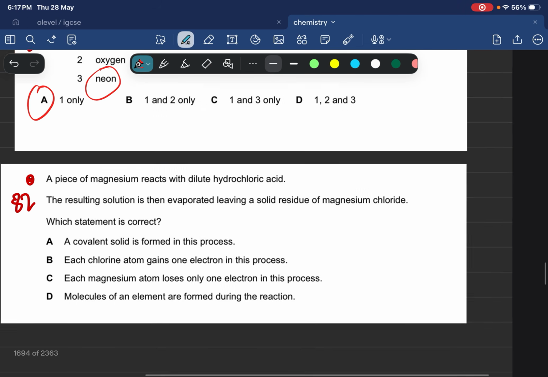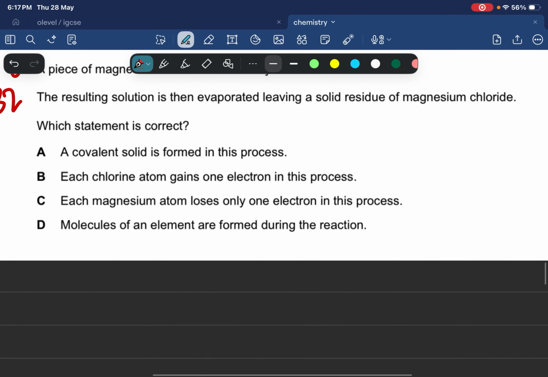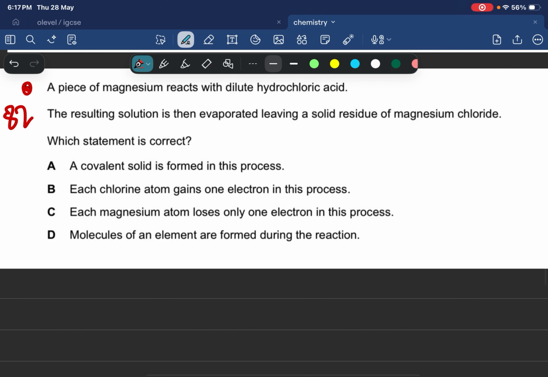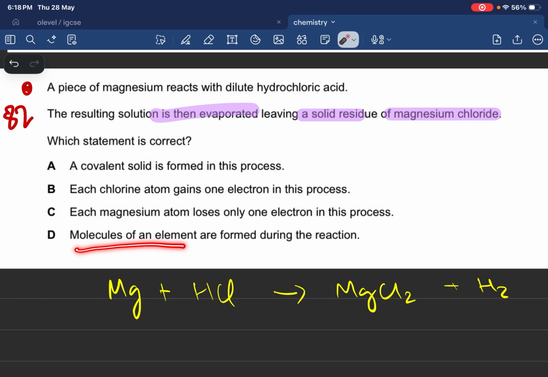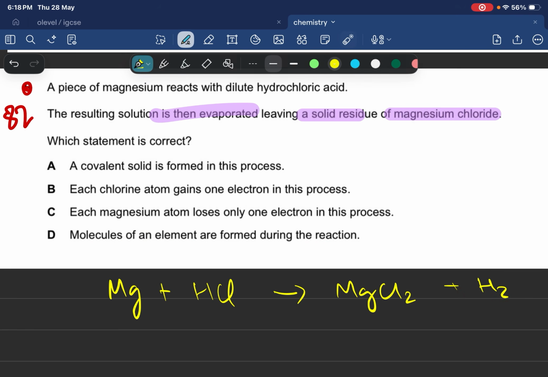No. Okay, a piece of magnesium reacts with dilute hydrochloric acid. The resulting solution is then evaporated, leaving the solid residue of magnesium chloride. Which statement is correct? A covalent solid is formed in the process. A piece of magnesium plus HCl. What are you doing? You're adding magnesium and you have HCl and you're forming MgCl2 plus H2. Okay. Molecules of an element are formed, yeah? Molecules of an element, H2 is an element, so I think option D is correct.